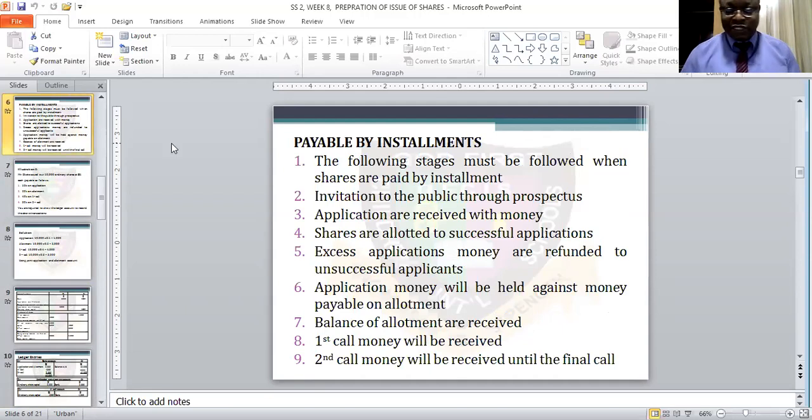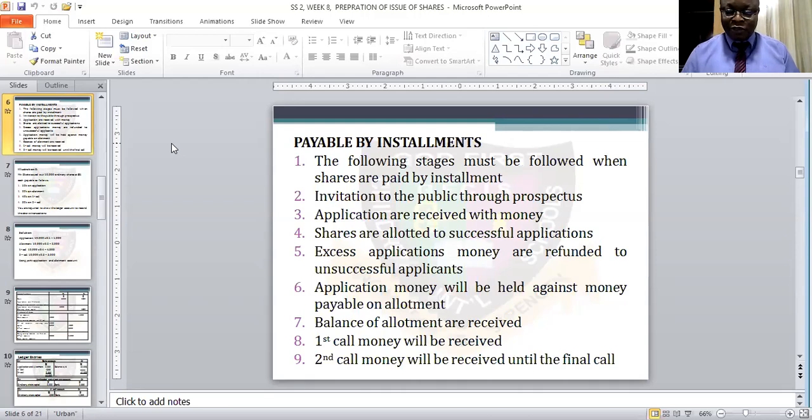The following stages must be followed when shares are paid by installment. One, invitation to the public through a prospectus needs to be considered. Applications are received with money. An application received without money is not part of payable by installment. Shares are allotted to successful applicants. Then excess application money is refunded. When they receive more than what they are expecting, the excess amount of money needs to be refunded to the unsuccessful applicants.